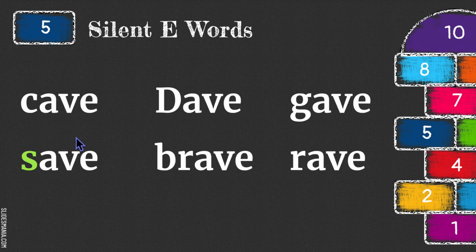Let's practice some more silent E words. K, ave, cave. Here we have a name, so it has a capital letter. D, ave, Dave. G, ave, gave. Now, S has two sounds, S and Z, but so far we have only used the unvoiced S sound. And S always uses the S sound at the beginning of a word. Save. C also has two sounds, but we've only used the K sound so far. The other sound will be covered in another lesson.